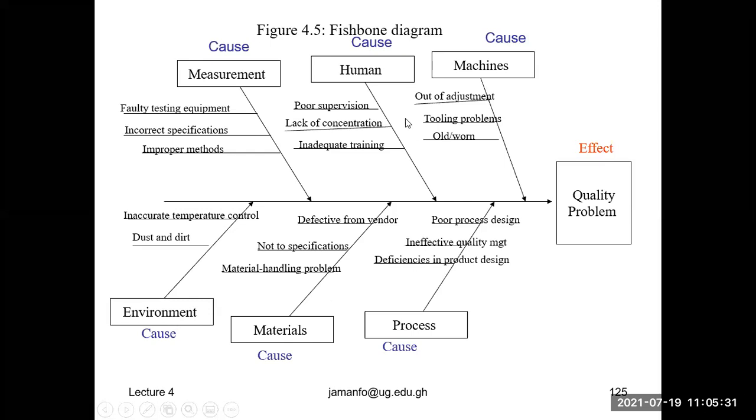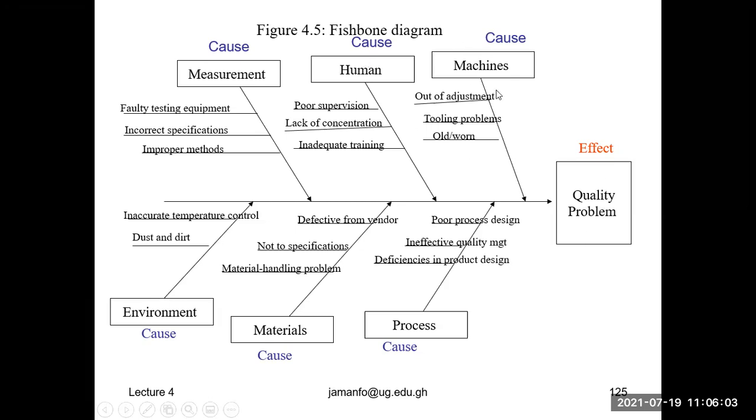So for example, if the reason why we are having that quality problem is human related, what is it about human that is causing this problem? It could be as a result of poor supervision. It could be as a result of lack of concentration of employees. It could be as a result of inadequate training of our employees.